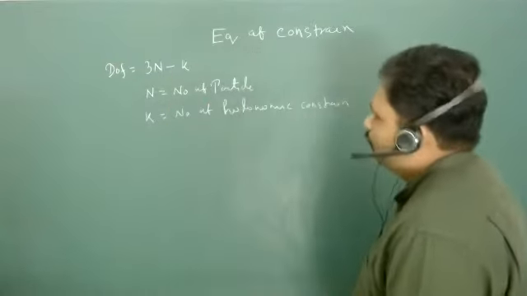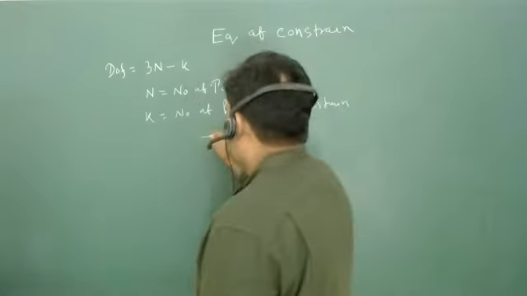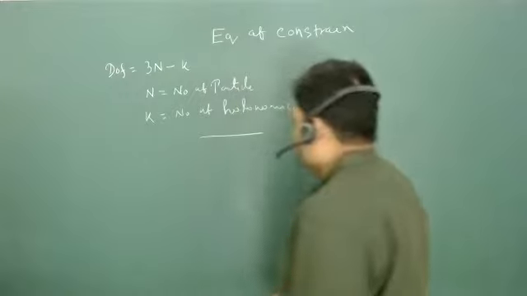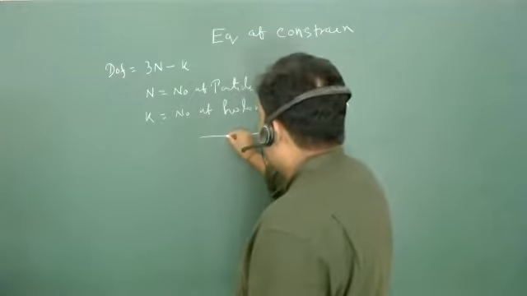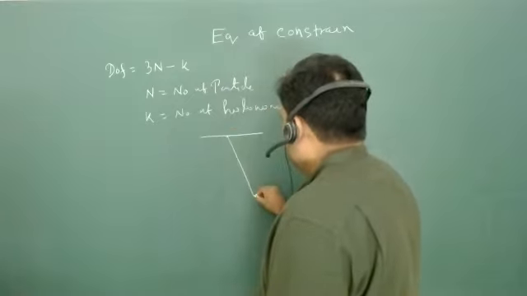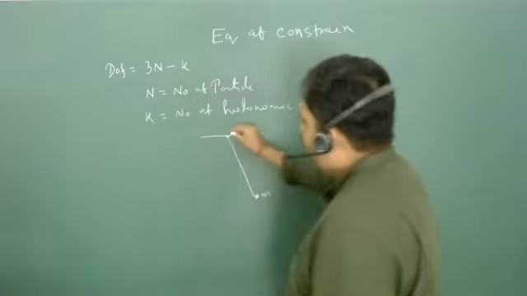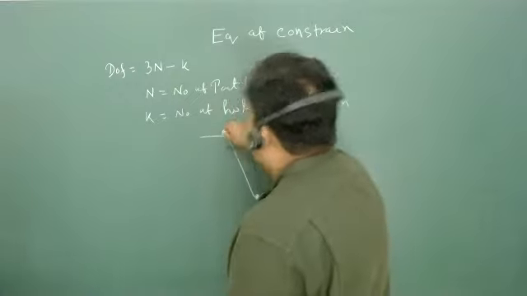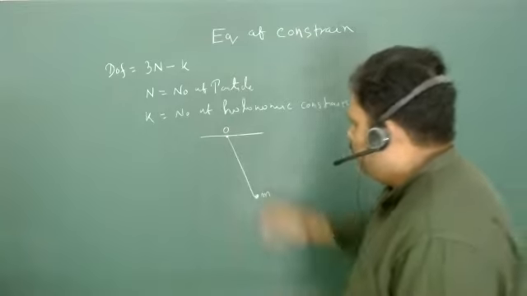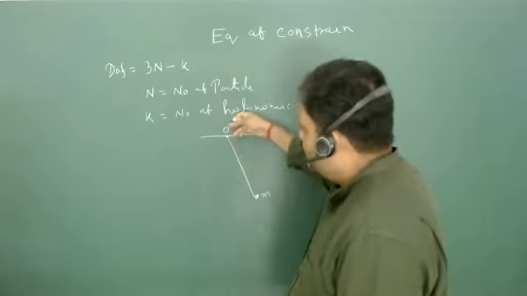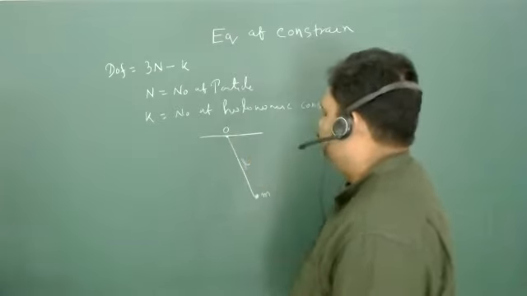So the first problem is the simple pendulum. This is the simplest system you can have, although it is not that simple. What is a simple pendulum? There is a mass m and this point is fixed. The length between this fixed point O and the mass m is, let's say, L.